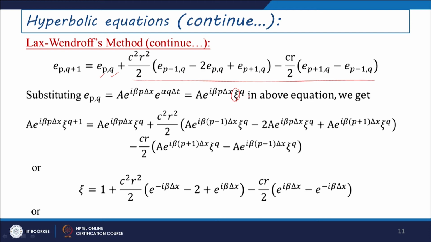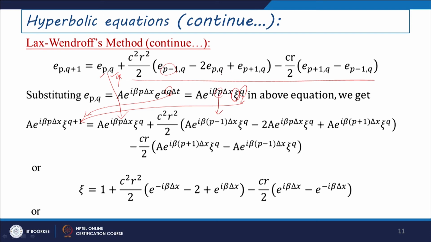And if you just put these terms in the equation here, then we can obtain a e to the power i beta p delta x. In place of q plus 1 here, we are just replacing this one as q plus 1. That is why it is replaced as q plus 1 term here, and this term remains there itself, like a e to the power i beta p delta x zeta to the power q plus c square r square by 2, and p minus 1 is just replaced here as p minus 1.